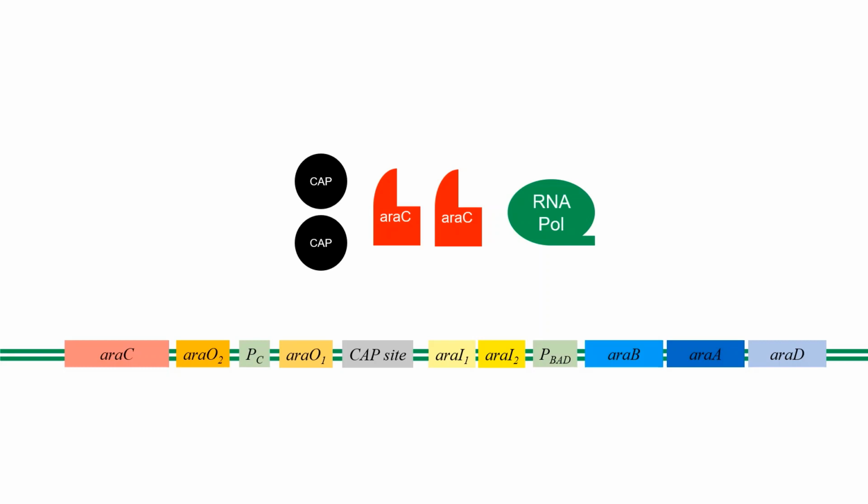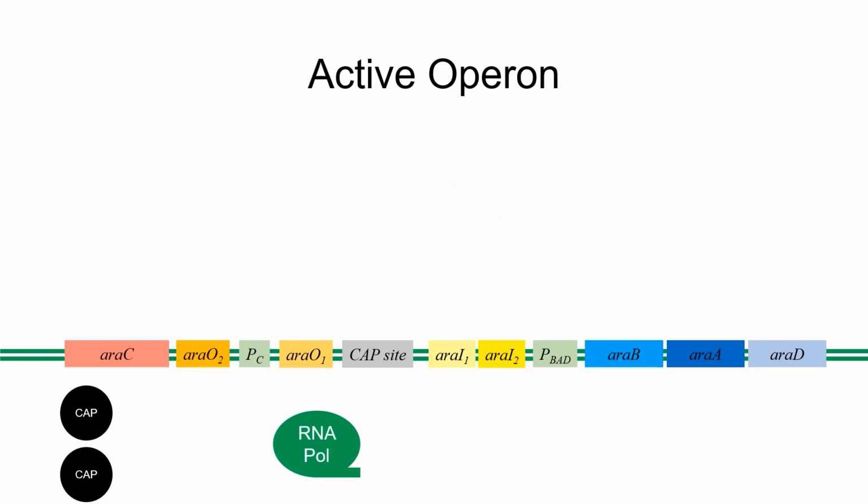First, we have a few binding sites: AraO2, AraO1, CAP binding site, AraI1, AraI2, and RNA polymerase binding sites. Additionally, we have the regulatory gene AraC and our structural genes AraB, A, and D. The order of these genes is why some refer to this operon as the araBAD operon. The protein components involved in regulation are catabolite activator protein, or CAP, and AraC, as well as RNA polymerase to transcribe the gene. Let's discuss what this operon looks like when active.